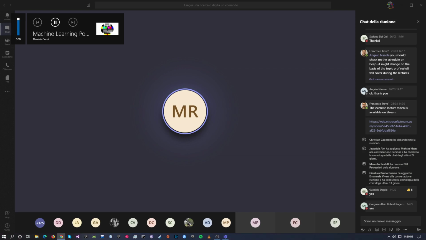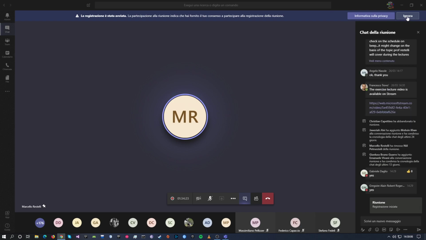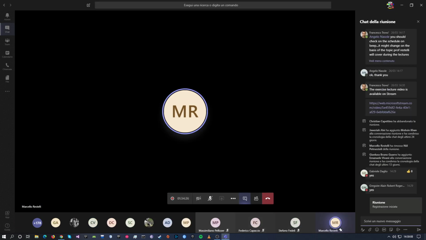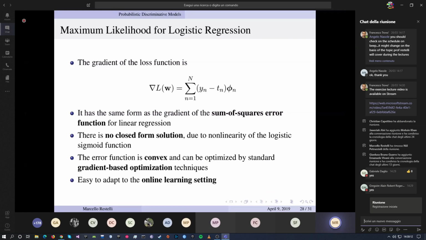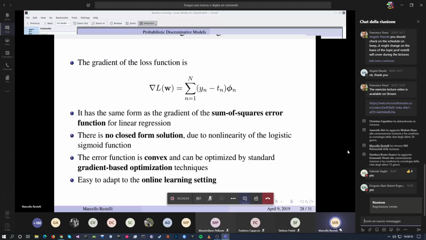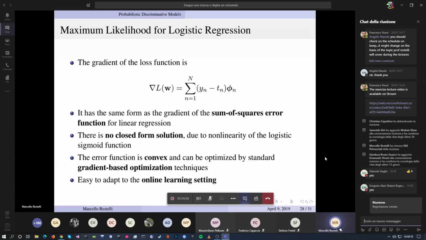Okay, welcome to this new lecture of the machine learning course. What we will do now is finish the part related to linear classification approaches. After this, we will start with the part on theory, dealing with the theoretical aspects of machine learning.